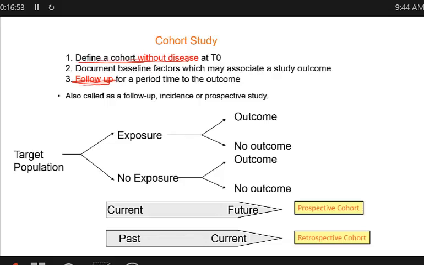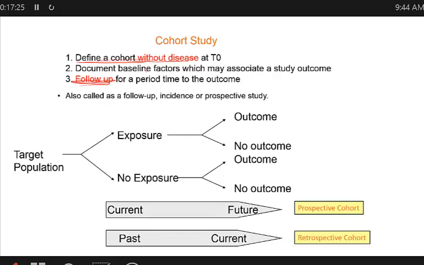So at time zero, you need to know who is at risk for disease. That means who does not have the disease. And then follow them over time, and see who developed the disease. Right? And then typically you document many things at the baseline, because you know for sure those are happening before the outcome, right? Because at the baseline, they are free of the outcome.